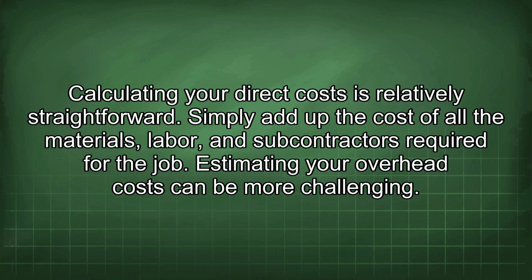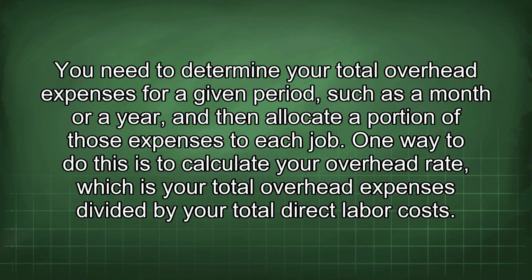Calculating your direct costs is relatively straightforward. Simply add up the cost of all the materials, labor, and subcontractors required for the job. Estimating your overhead costs can be more challenging. You need to determine your total overhead expenses for a given period, such as a month or a year, and then allocate a portion of those expenses to each job.